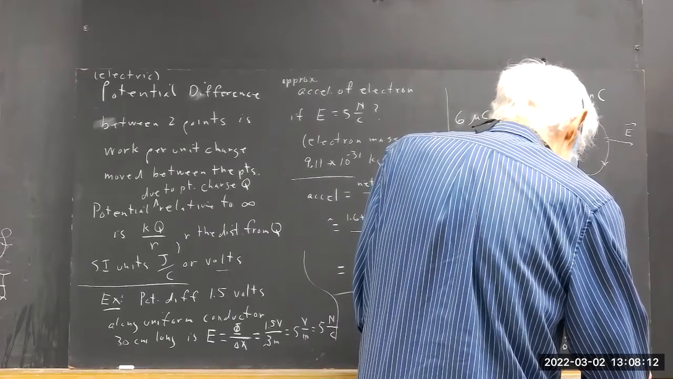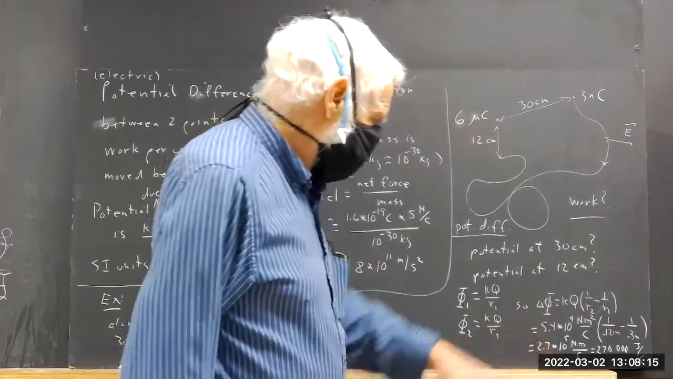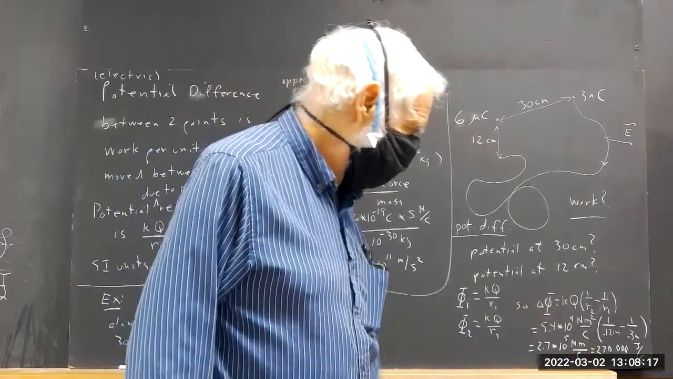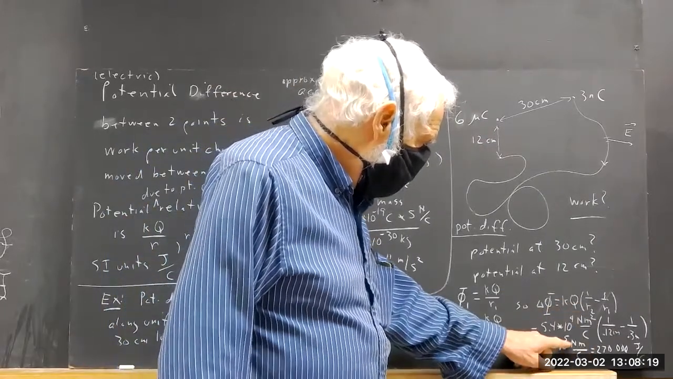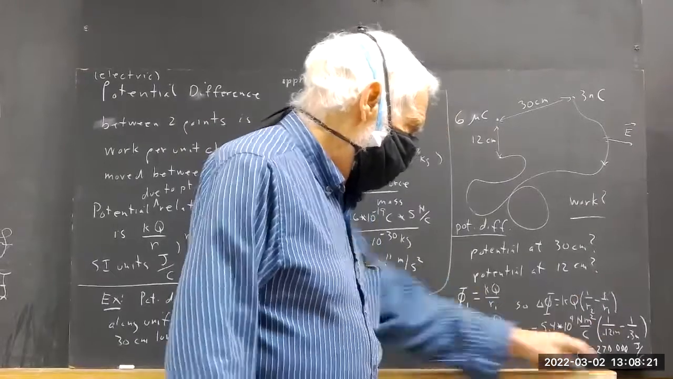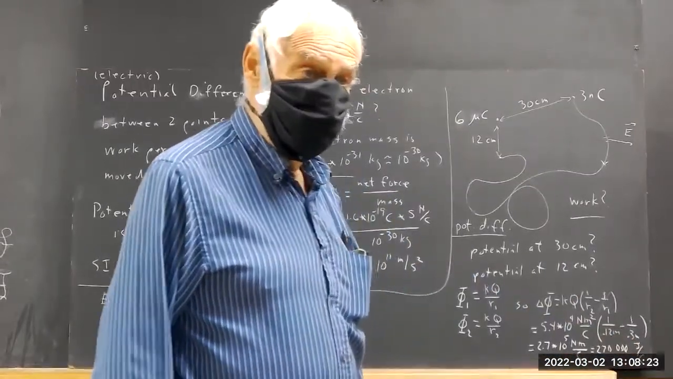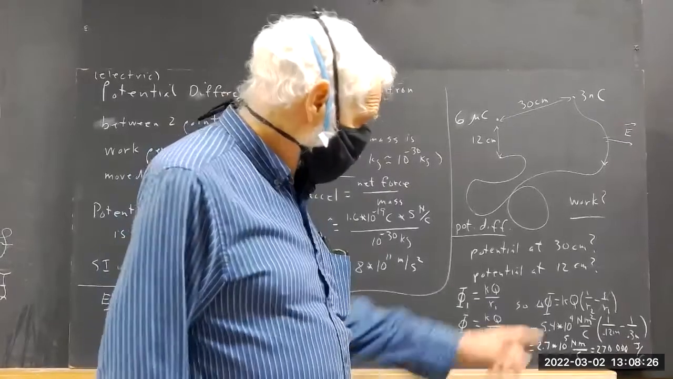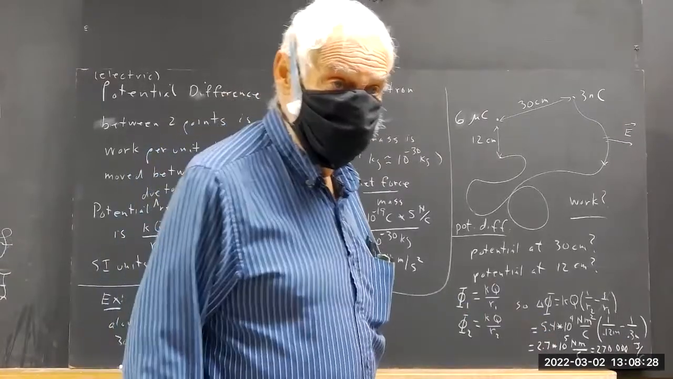Now, normally we write this in scientific notation, 2.7 times 10 to the fifth, but the idea is Newton meters per coulomb, as we saw before, is joules per coulomb, which is volts. So you got 270,000 volts.